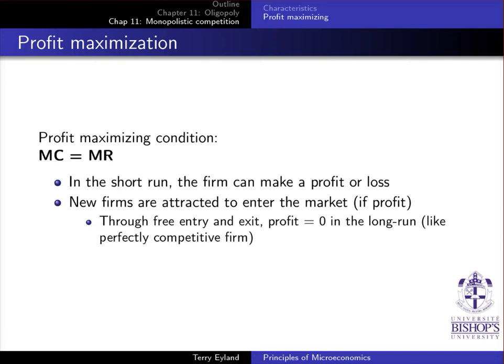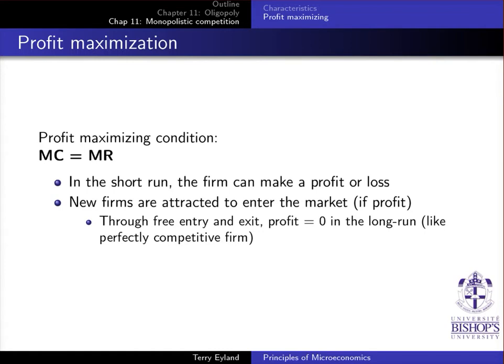So how does profit maximization work under monopolistic competition? As I've mentioned, in any market structure, MC equal to MR will always be the optimal choice to determine the quantity to produce, if we choose to produce. In monopolistic competition, in the short run, the firm can make a profit or a loss. But if there are profits, there's going to be an attraction for other firms to come into the market.